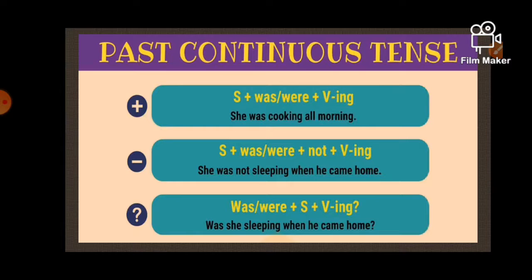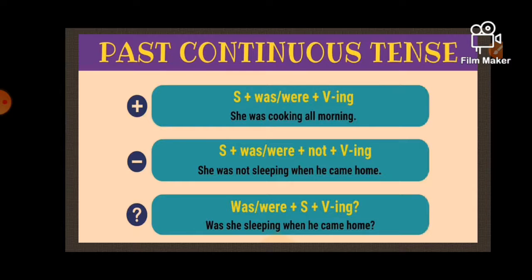We always use ing with V1, and V1 ing is called present participle, and this present participle is used with future continuous tense, present continuous tense and past continuous tense. So you can say V1 ing is used in three continuous tenses, right? Like she was cooking all morning. She was not sleeping when he came here.